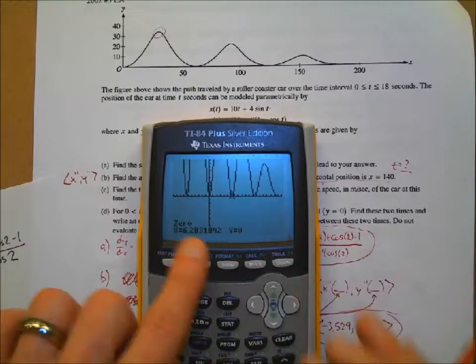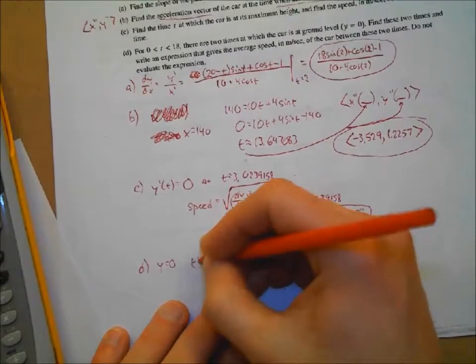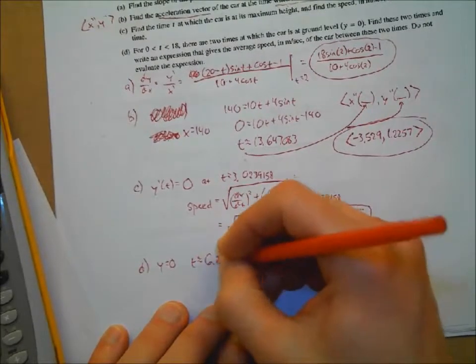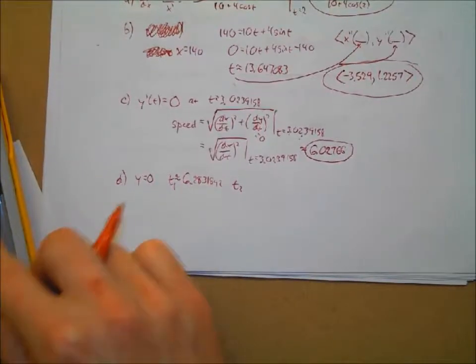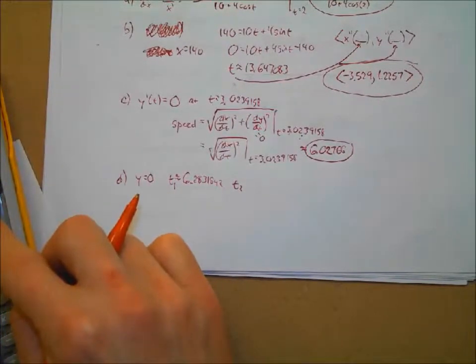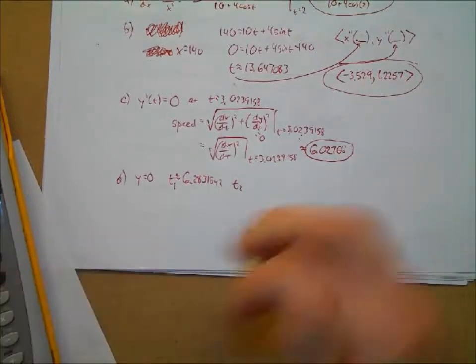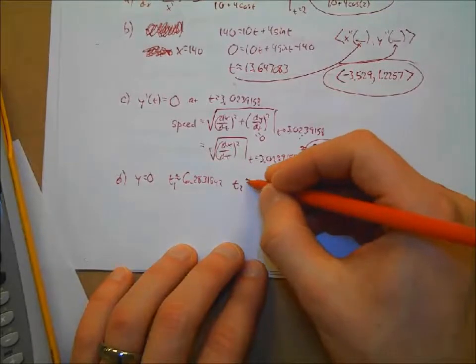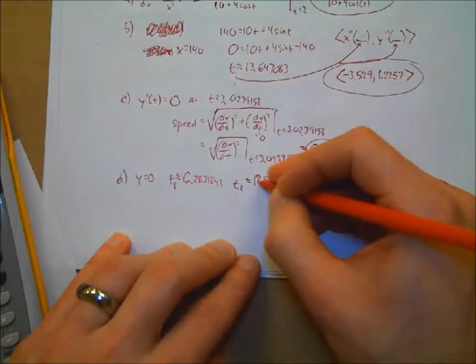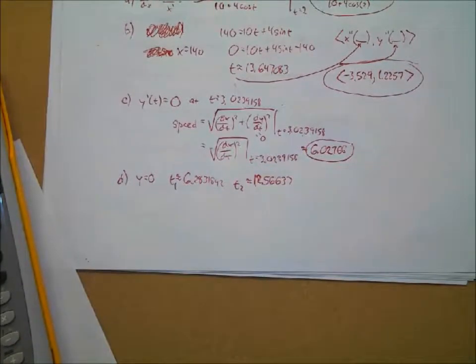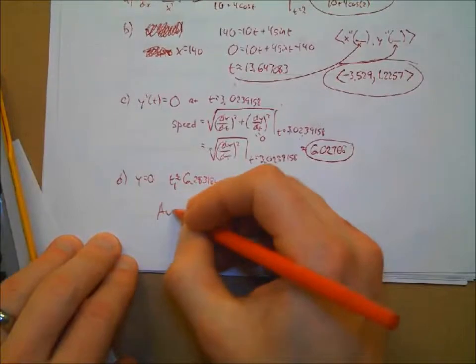Okay, so 0 is at approximately 6.2831842. That's time 1. And then time 2 is approximately 12.56637. You guys can see on the calculator yourselves if you'd like. And then finally we're trying to find the average speed between these two times.